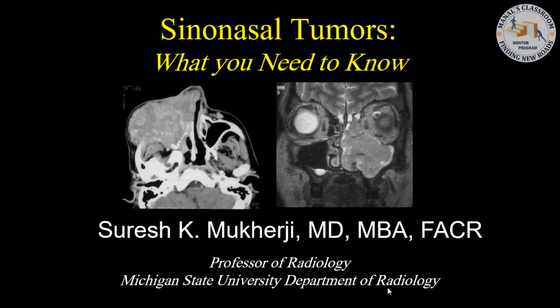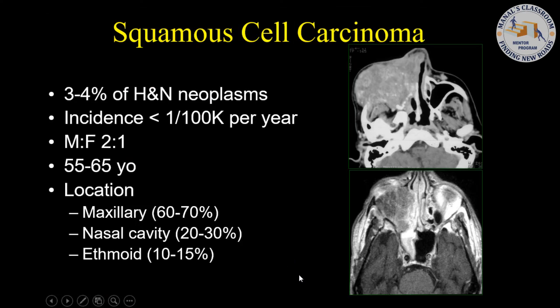What we'll do now is talk about sinonasal tumors, what you need to know. And the most common tumor involving the sinonasal region is squamous cell carcinoma. This arises in about 3 to 4% of head and neck neoplasms. The incidence is approximately 1,000 per year. I should say 10,000 per year. The incidence in males is greater than females, and typically it's involving the maxillary sinus.